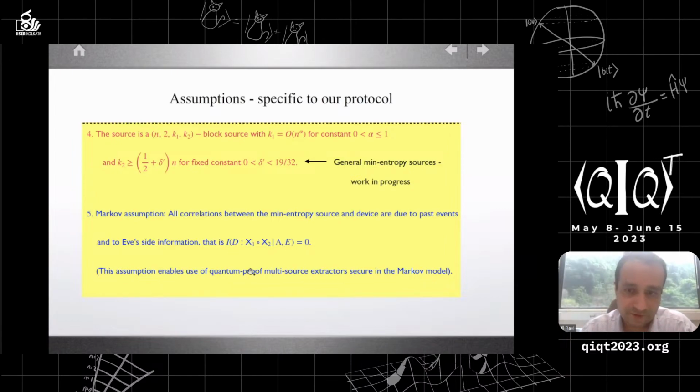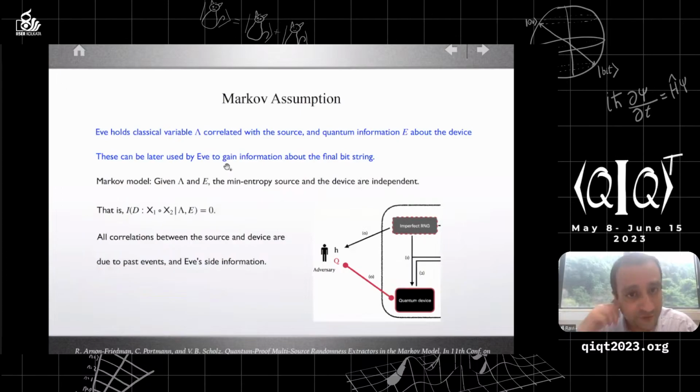This is a model that's called the Markov model that enables use of what are called quantum-proof multi-source extractors. The idea of the Markovian assumption is that the adversary here has some classical side information about the source, lambda or hedge, whatever we call it. The adversary has some quantum side information about the device. And given lambda and E, the min-entropy source and device are independent. That's the Markovian assumption.